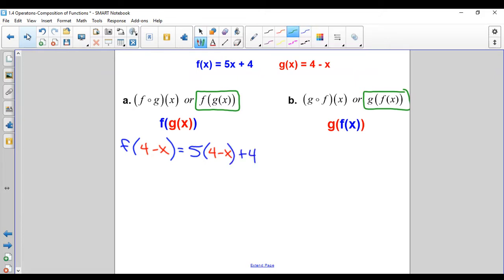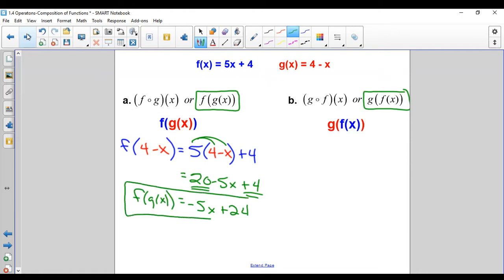You do whatever algebra you need to do. In this case, we need to distribute. We get 20 minus 5x plus 4. We don't distribute to that 4. We continue on, combine like terms. 20 and 4 get combined. I get negative 5x plus 24. And that's what f of g of x is equivalent to.